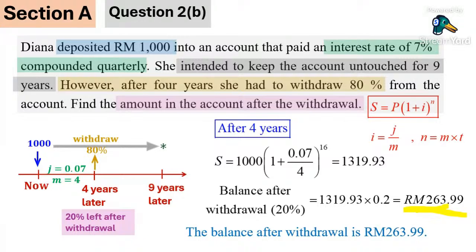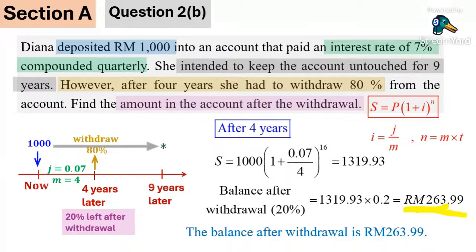Like in this case here, the thing required by the question for us to find is the amount in the account. The amount in the account is money, RM. So I put the unit RM as the final answer here. Therefore, this is the answer for question 2B for section A.